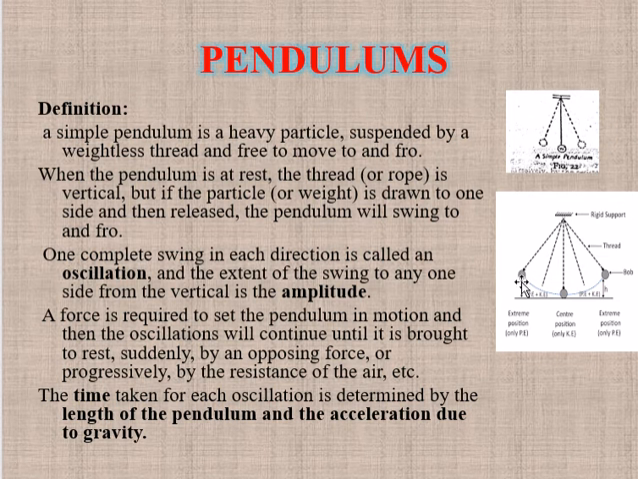One complete swing in each direction is called an oscillation, and the extent of the swing to any one side from the vertical is called amplitude. A force is required to set the pendulum in motion, and then the oscillation will continue until it is brought to rest suddenly by an opposing force or progressively by the resistance of air. The time taken for each oscillation is determined by the length of the pendulum and the acceleration due to gravity.